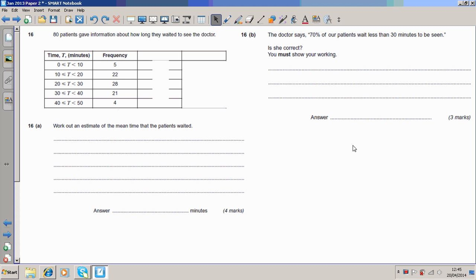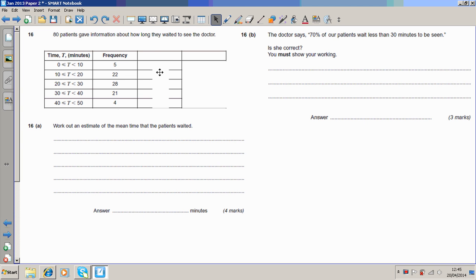16. 80 patients gave information about how long they waited to see the doctor. Work out an estimate for the mean time that the patients waited. Okay, so I don't know what these numbers are in here. All I know is that there are 5 people between 0 and 10, 22 between 10 and 20, 28 between 20 and 30, and so on. Okay, so if I want an estimate for the mean time, then I'm going to look at the midpoints of these, which is why they've given us extra columns.